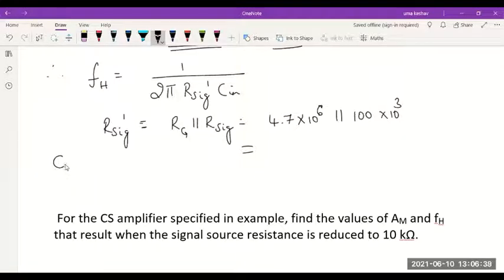Please post your answers. How do I find C in then? C in equals CGS plus CGD into 1 plus GMRL dash.